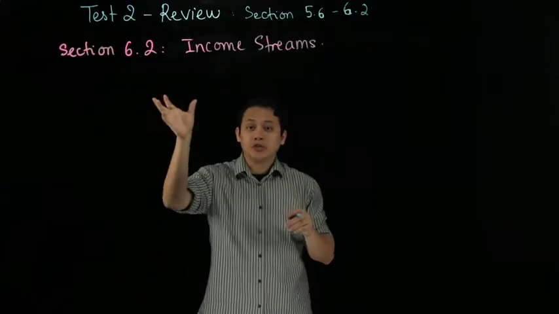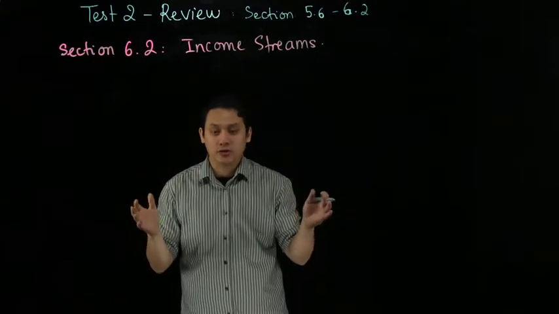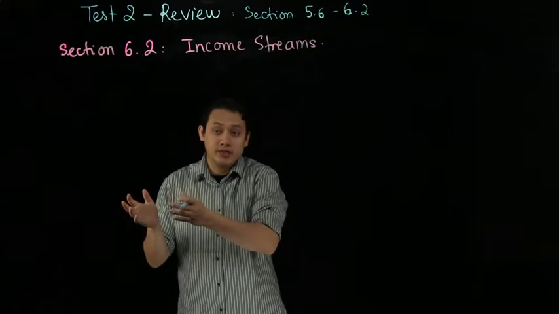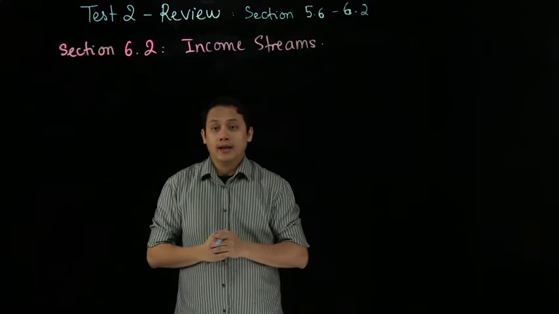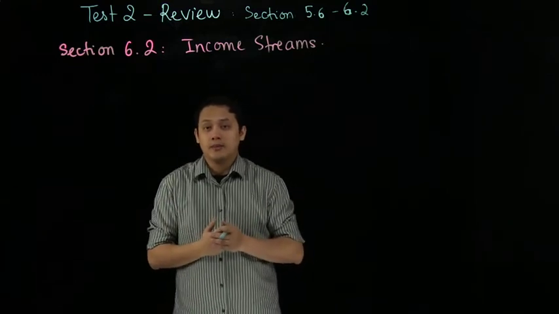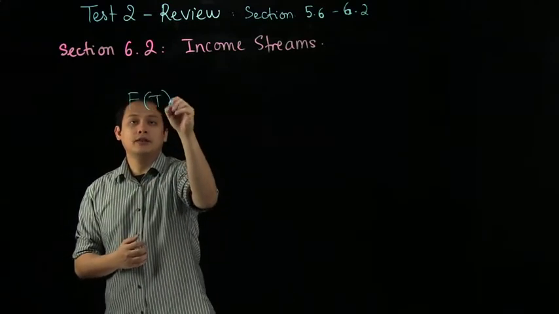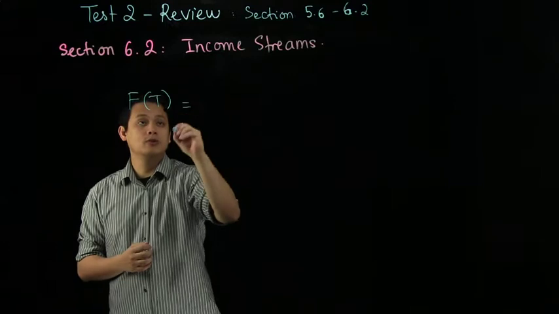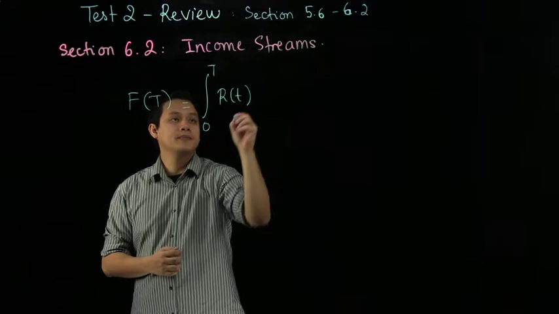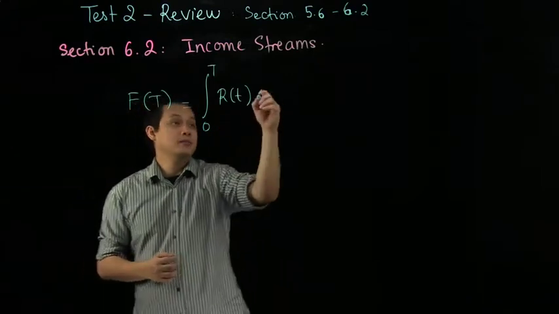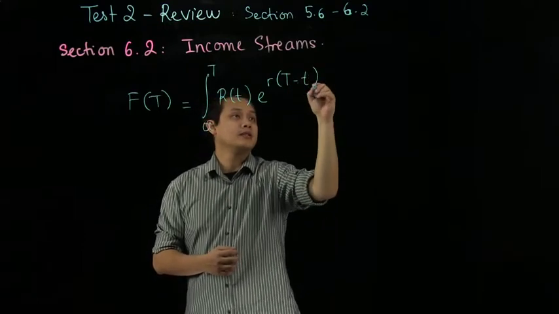In section 6.2, we learn about income streams. Using all the integral techniques that we learned in 5.6 to 5.9 and 6.1, you can tackle this kind of problem. And there are a few formulas that you need to memorize. One of them is the future value. And the future value of the time period capital T is equal to the definite integral from 0 to capital T of capital R of t, which is the flow rate, times e to the r times (T minus little t) dt.